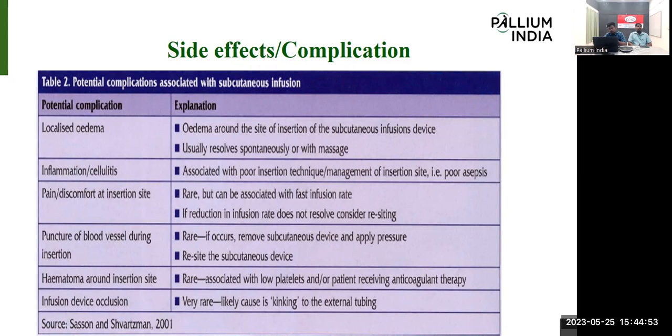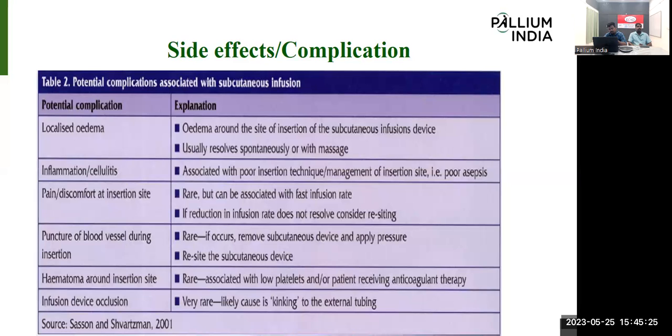Then second one, cellulitis or inflammation. Already I told you the insertion technique in between. We need to continue with a purely aseptic technique. If there is poor aseptic technique during the procedure, there is a chance of inflammation or cellulitis. So be very careful during the procedure. We need to continue the insertion technique in the aseptic technique only.